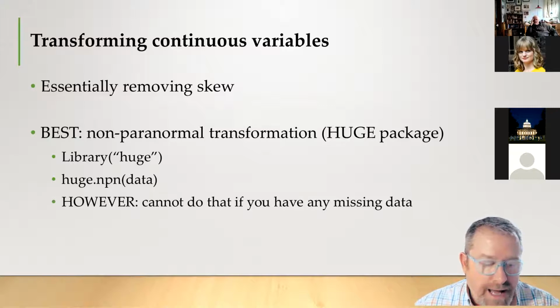So this is the start of some R code to transform something with the huge package. And I'm going to show you code later where you'll see me doing this in the data set. You'd pull in the huge library, and then you literally just run huge.npn for a non-paranormal transformation and give the data frame.